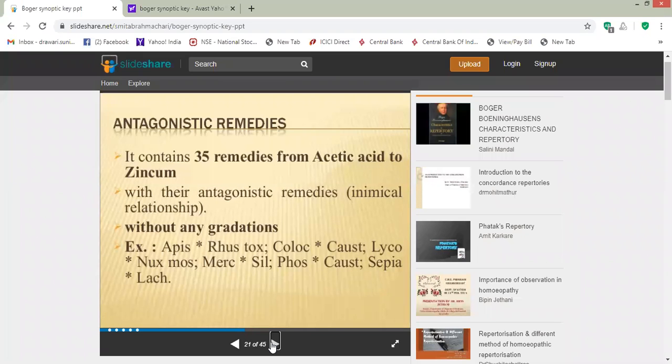Ma'am, does antagonist mean antidote? Just a minute, you are not audible properly. Yes. Antagonist means antidote remedies, ma'am. Yes, you are not audible properly.